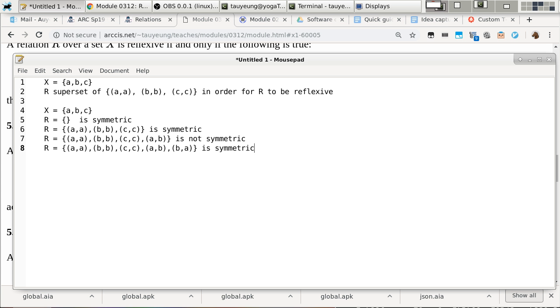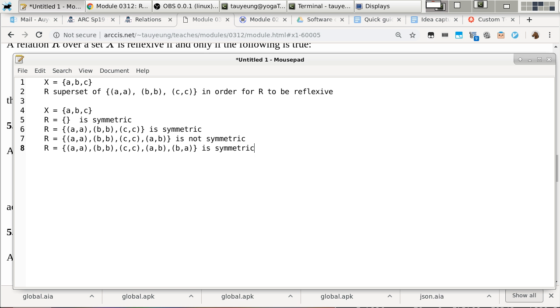For empty relations, is it true depending on the set X that you pick? For reflexive, if X is empty, then the empty relation is also reflexive. But for any non-empty X, an empty relation cannot be reflexive. So are we good so far with reflexive and symmetric?